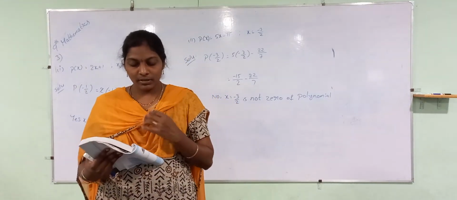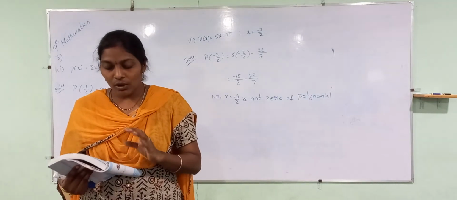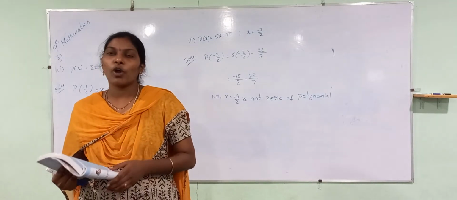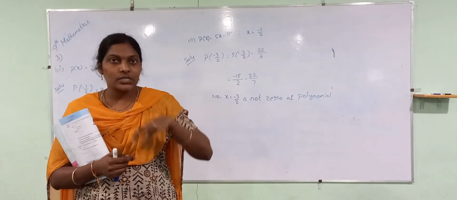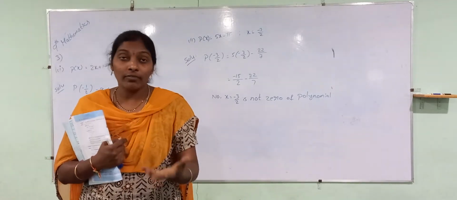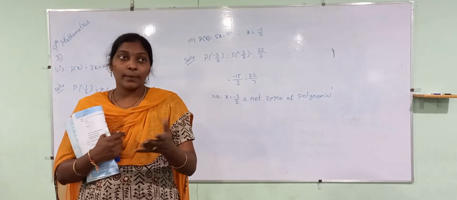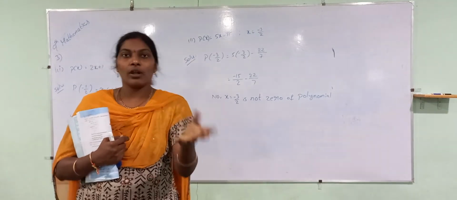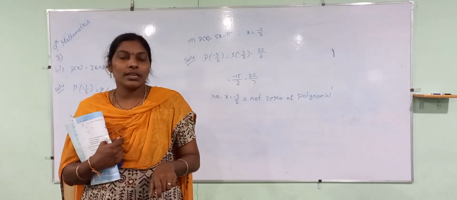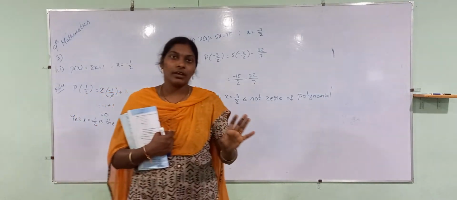Fourth one. Find the 0 of the polynomial in each of the following cases. Till now they have given some values and asked us whether it is the 0 of the polynomial or not. What they are asking now, they have given the expression.